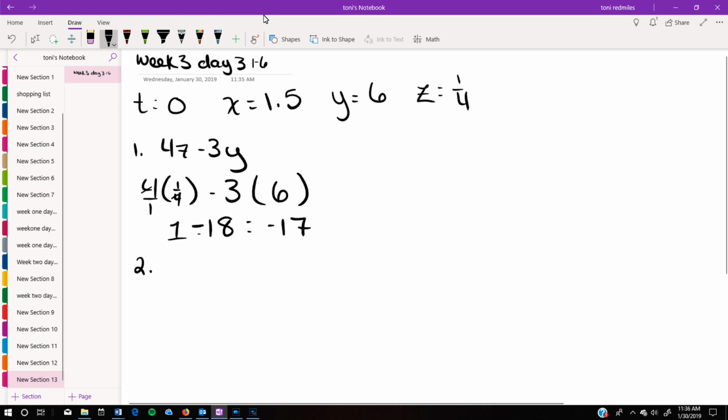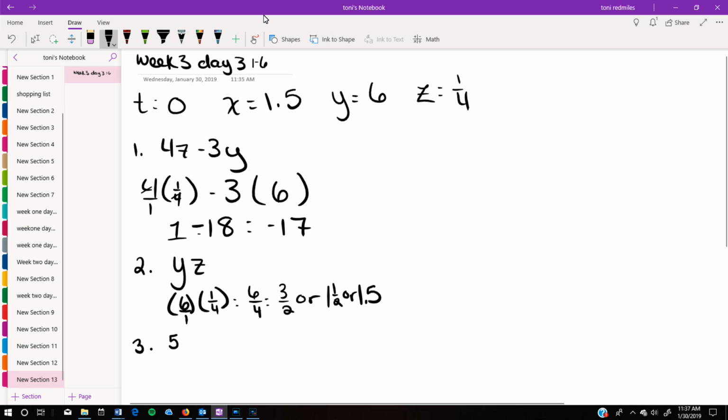All right, number 2 is yz, so I'm going to put my little parentheses. Z is 1/4. I mean, I put that in the wrong one. Z is 1/4. Y is 6. Okay, got to put a 1 over it. Multiply that through, and it's 6/4, which reduces down to 3/2. Or you could write it as 1 1/2, or 1.5.